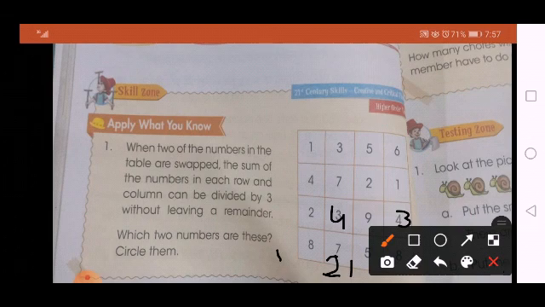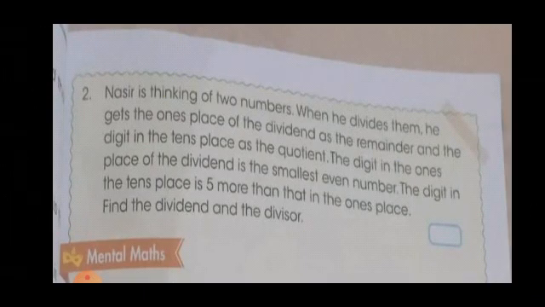Now let's move to the next question. Nasser is thinking of two numbers. When he divides them, he gets the ones place of the dividend as the remainder and the digit in the tens place as the quotient. The digit in the ones place of the dividend is the smallest even number, and the digit in the tens place is 5 more than that in the ones place. So find out the dividend and the divisor.